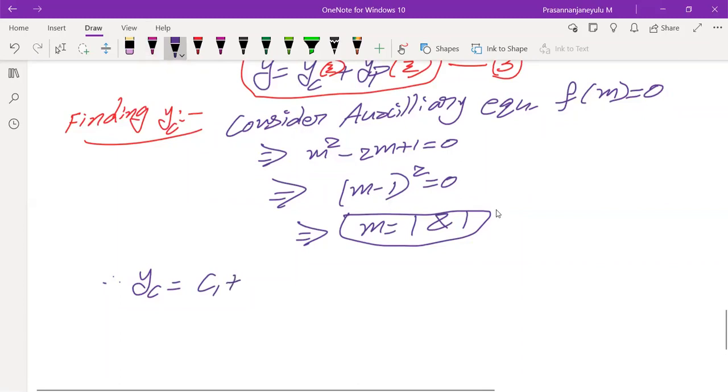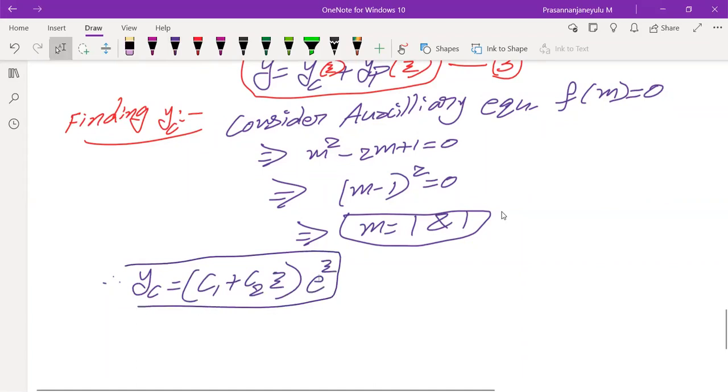So what we get is c1 plus c2 z, but in place of x we have to take z, into e power m z. What is the m value? 1. So e power z. Be careful, students: while writing this, you must use z, not x. And the next step is finding yp.